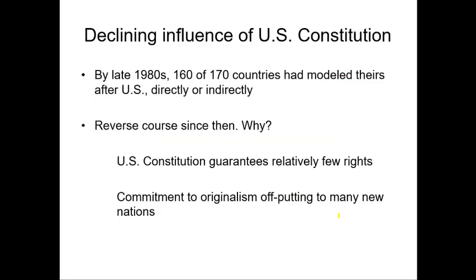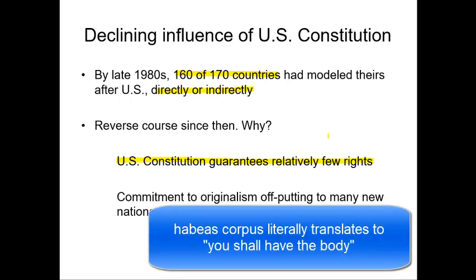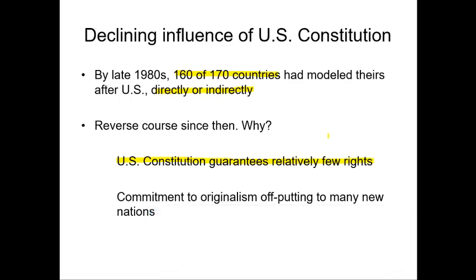Now, the U.S. Constitution has been declining in influence over the years. By the late 1980s, 160 out of 170 countries had modeled their constitutions after ours, either directly or indirectly. However, it has reversed course since then. One of the major reasons is that the United States Constitution, as you may have noticed in your class exercise, guarantees relatively few rights. In Article 1, Section 9, it talks about the right of habeas corpus, the right to no bill of attainder, the right to no ex post facto laws. Those are some basic rights that the Constitution guarantees, and it also guarantees a Republican form of government.